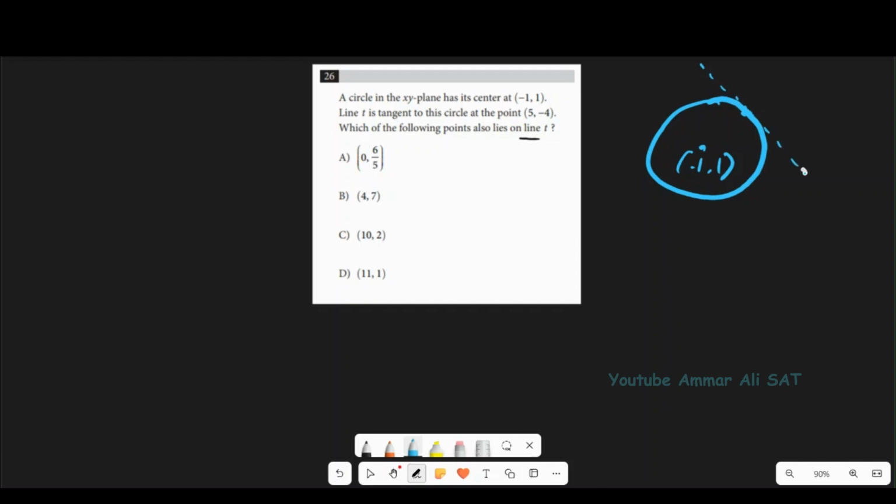We have this tangent line, pretty straight, you get the idea, and it touches at a single point. That point is (5, -4), right? And we know this is the center of our circle, so this is going to be some radius r, and we want to figure out which of these points also exist on the tangent line, right? So how can we go about solving this?